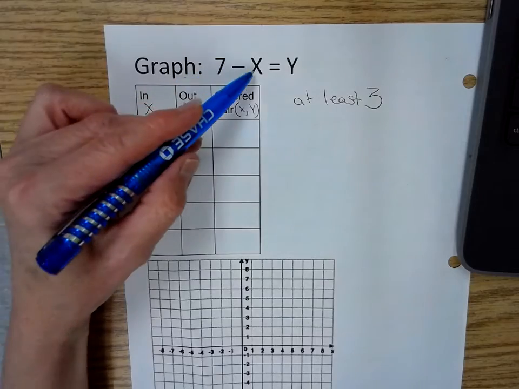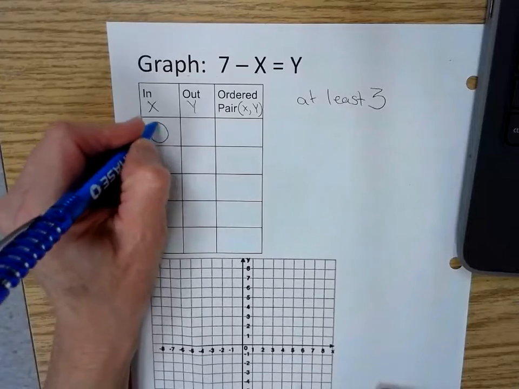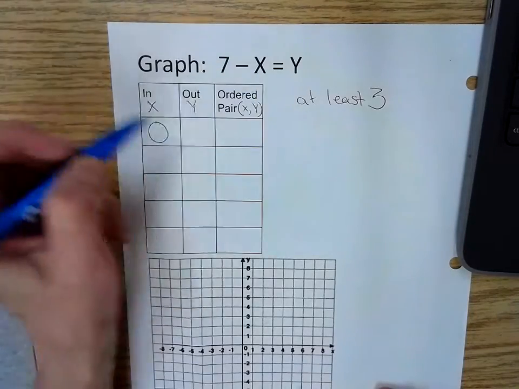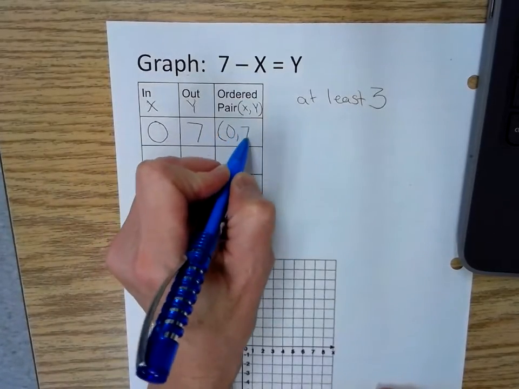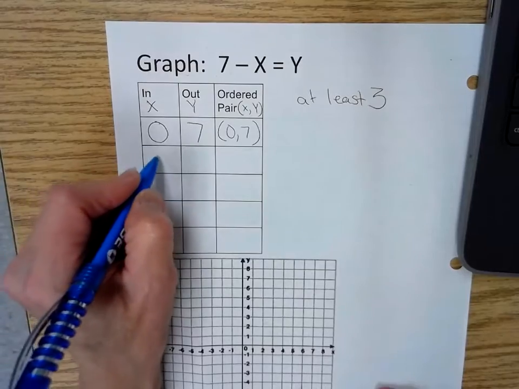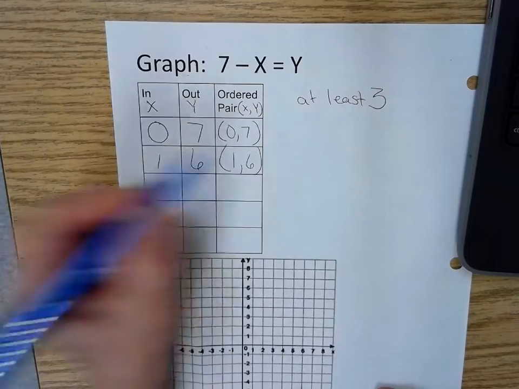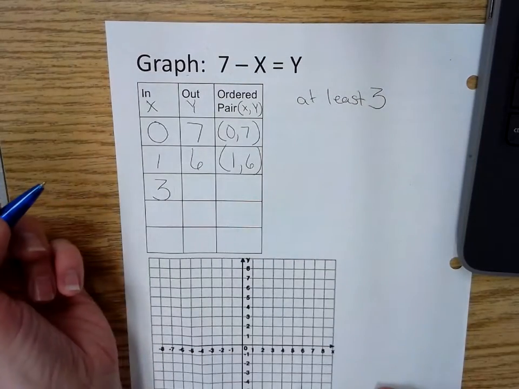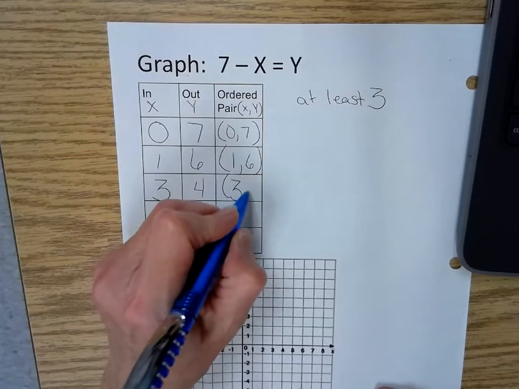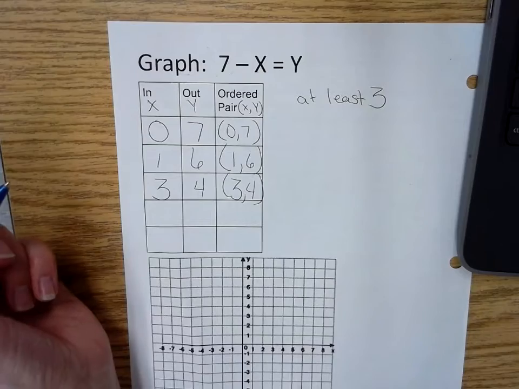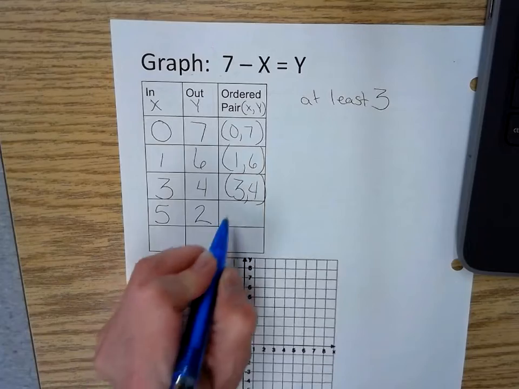And so the first thing I would start with, when I see 7 minus something, I'm going to start with 0. Because I know 7 minus 0 equals 7. When I put 0 in, 7 comes out. And that ordered pair is 0, 7. Then I'm going to do a 1. 7 minus 1 is 6. Maybe I want to try a 3. If I do 7 minus 3, I get 4. And maybe, how about we do 5? 7 minus 5, I get 2.